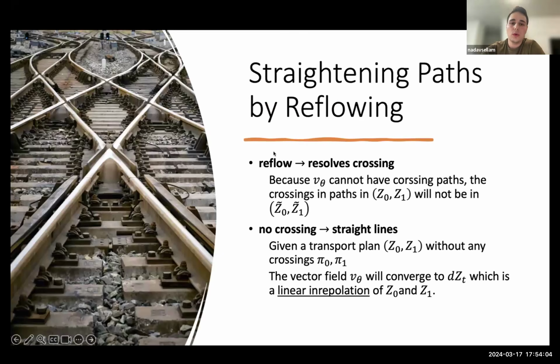So as we showed, flow avoids crossing. The vector field cannot cross. So what happens if I reflow according to the vector field that was trained on some transport plan? Then each crossing path that was in the original transport plan will not be present in the new one. So if I have a new transport plan that is free of any crossings, what would happen if I would retrain a rectified flow model on this new transport plan? Then there would be nothing to stop it from converging to dZt, which we define to be a linear interpolation, which would result with a straight path between Z0 tilde and Z1 tilde.